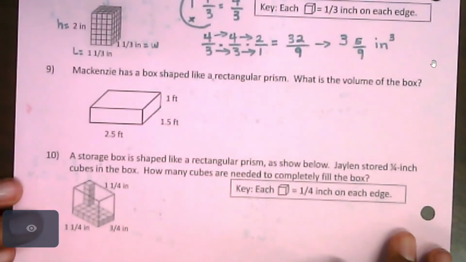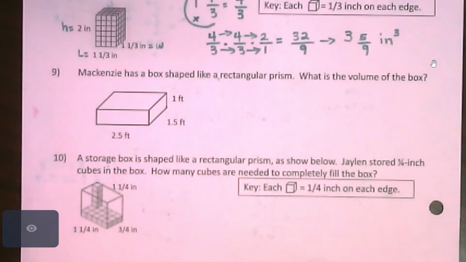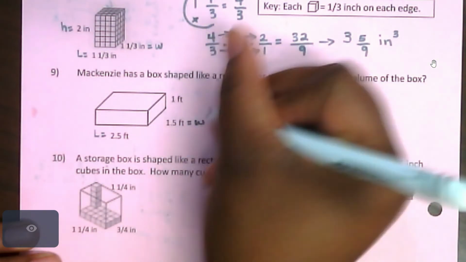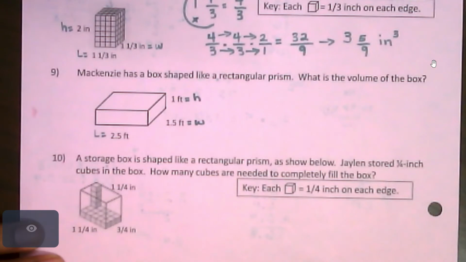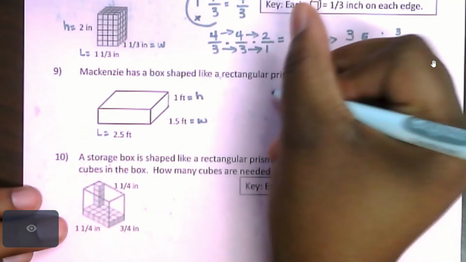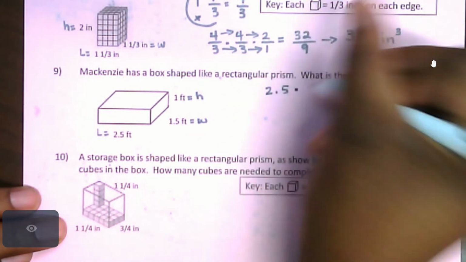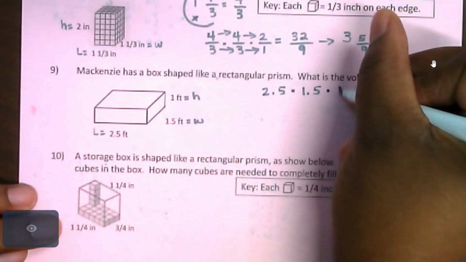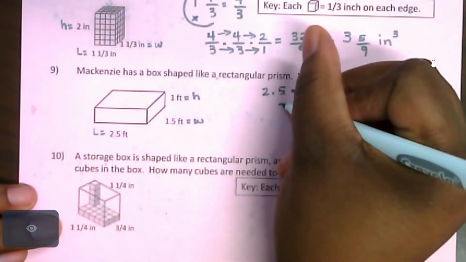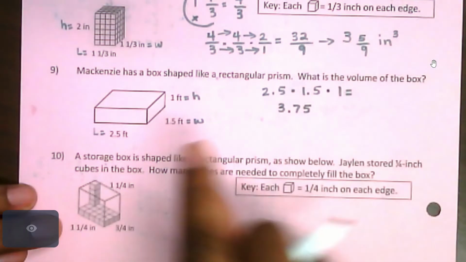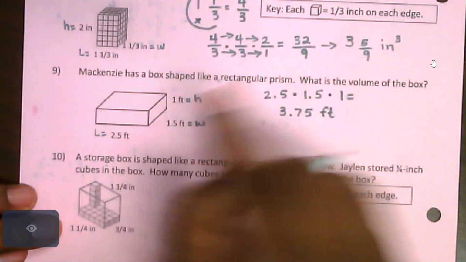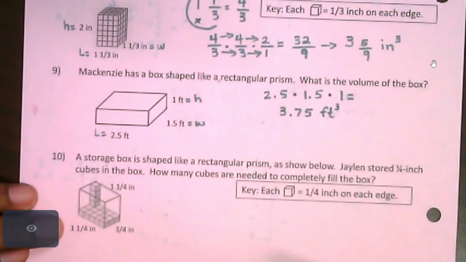Number 9, Mackenzie has a box shaped like a rectangular prism. What is the volume of the box? Okay, let's do some labeling. Our length times our width times our height. So I'm literally going to pop into the calculator my 2.5 times 1.5 times 1. And when I pop that into the calculator, I get 3.75. And my units are feet. And this is volume. I multiplied feet times feet times feet. So this is cubic feet or feet cubed.